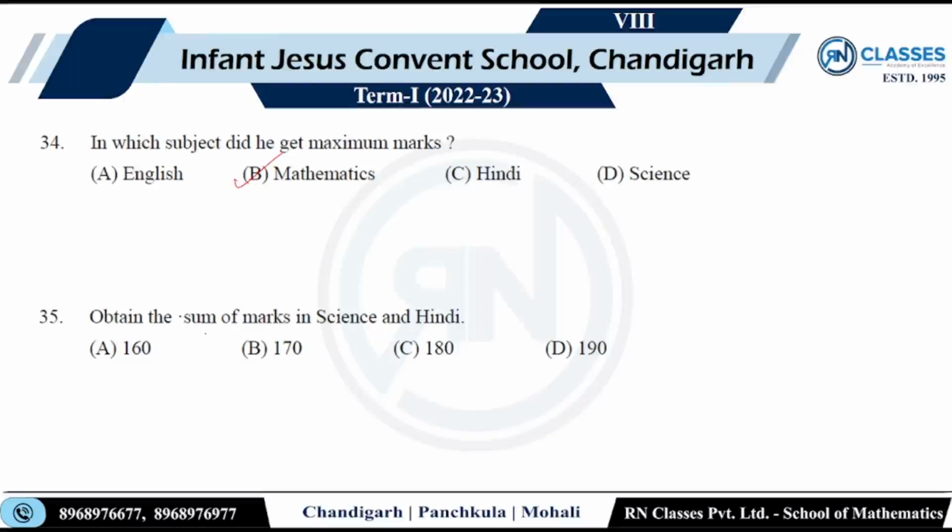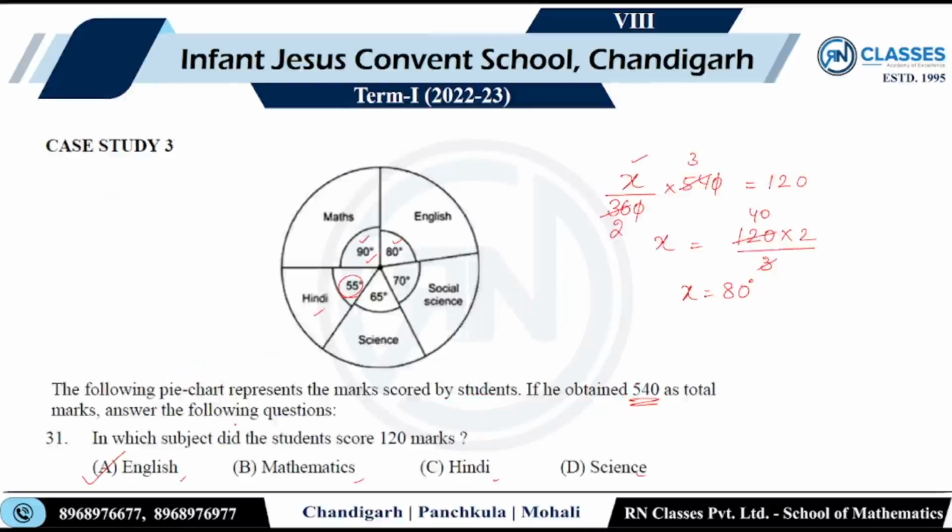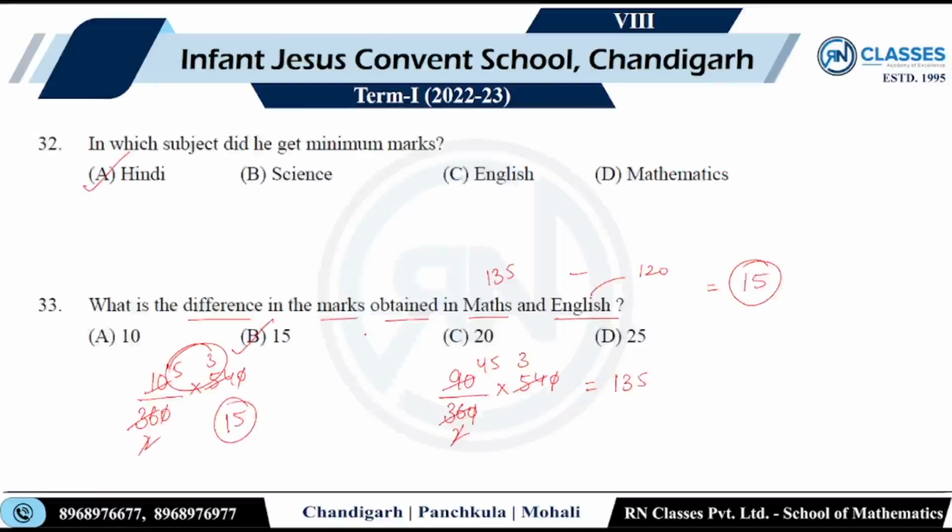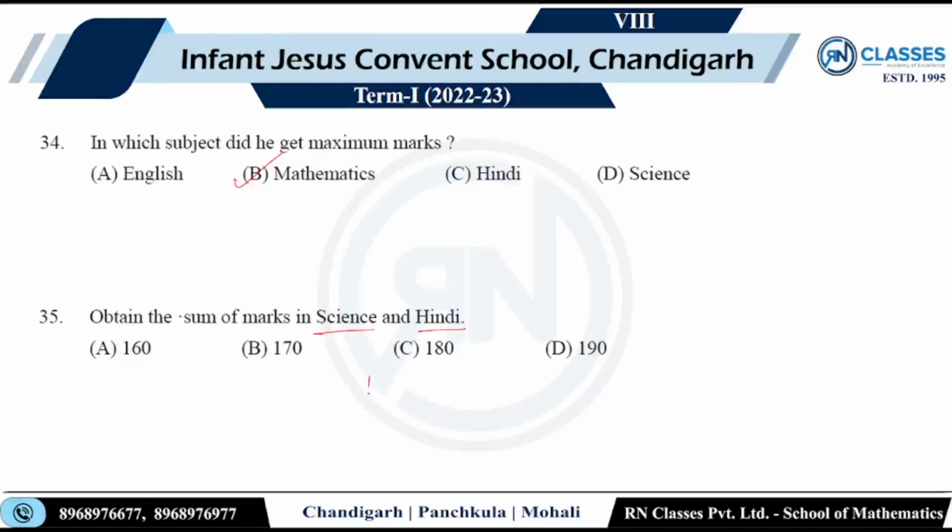Obtain the sum of marks in science and Hindi. इसमें हम नई टेक्निक यूज करेंगे, साइंस एंड हिंदी. साइंस में सेंट्रल एंगल वाज 65, हिंदी में सेंट्रल एंगल वाज 55. साइंस एंड हिंदी में सेंट्रल एंगल कितना हो जाएगा दोनों मिला के? 120 बाय 60 by 40, right?